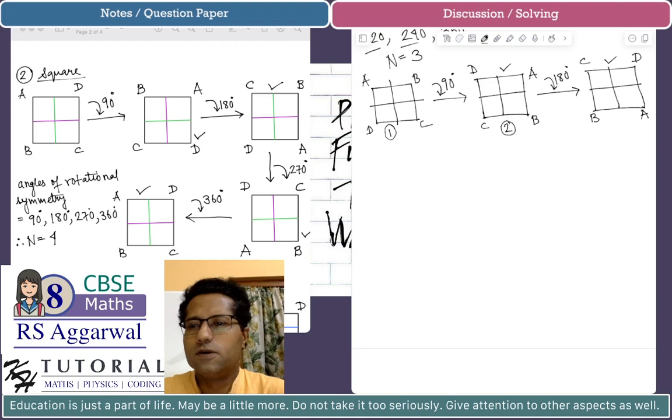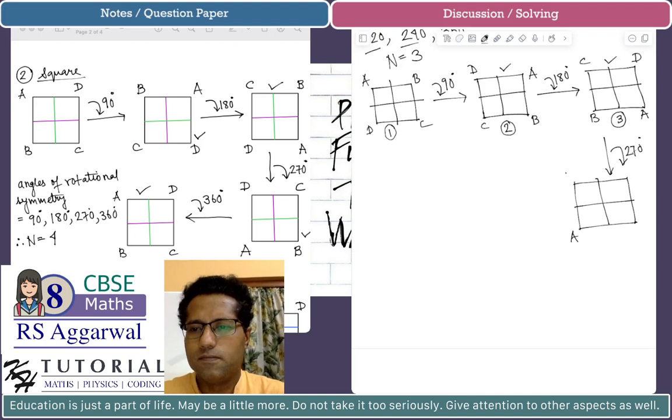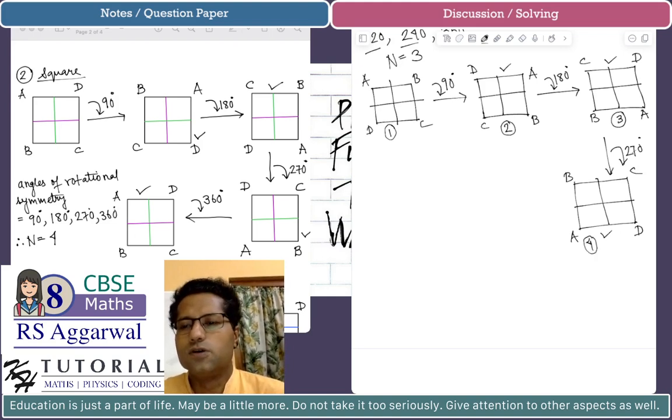Okay, so this was position 3. Now if I rotate the square in position 1 by 270 degrees, then also I will get a square which will look exactly the same, but definitely the position of the vertices has changed a bit. So this will be A, B, C and D. This is position 4, and it is also looking exactly the same as the square in position 1.